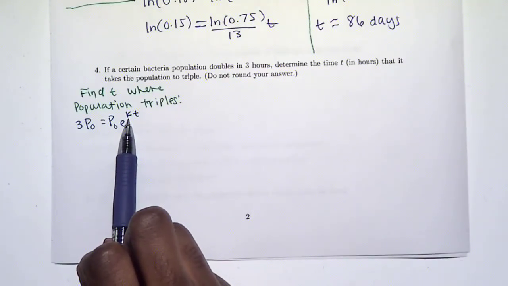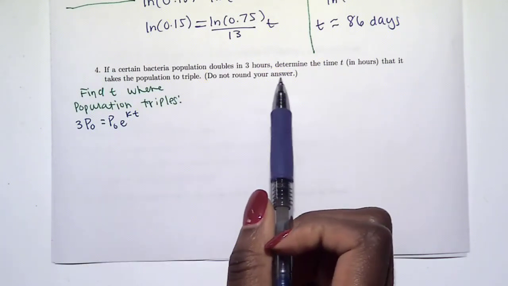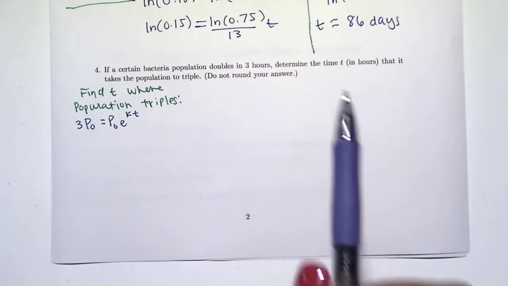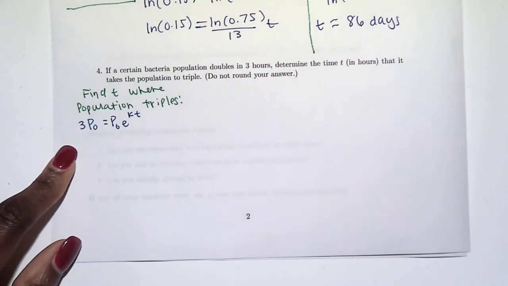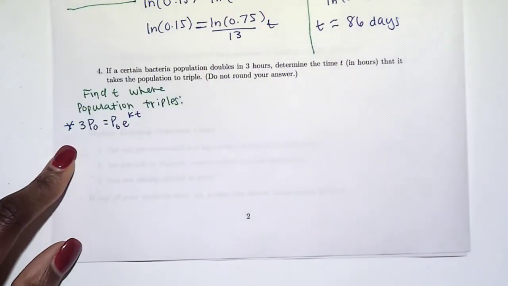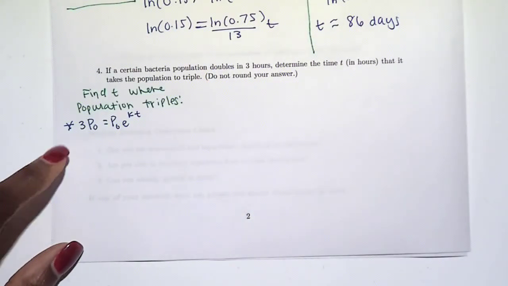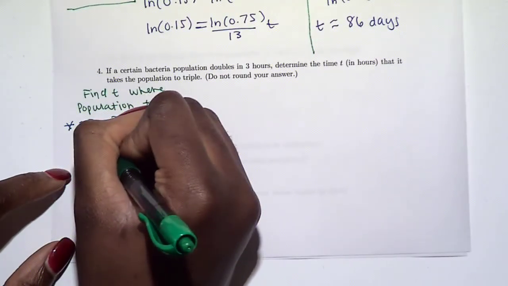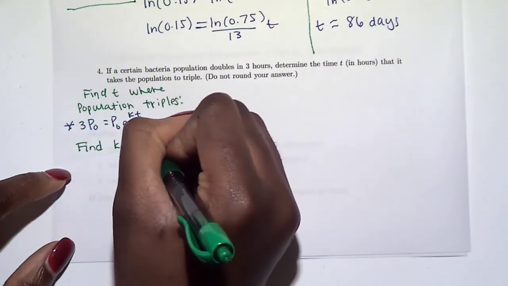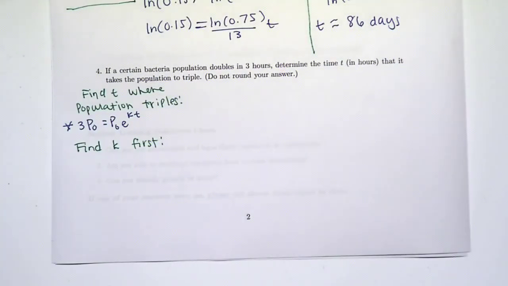Do we know anything about k, our growth or decay constant? No, the problem doesn't tell us anything about that. So before we can even answer the question that we want to answer, so this is the thing we're trying to solve, we first need to find k to be able to do it. So how can we do that?